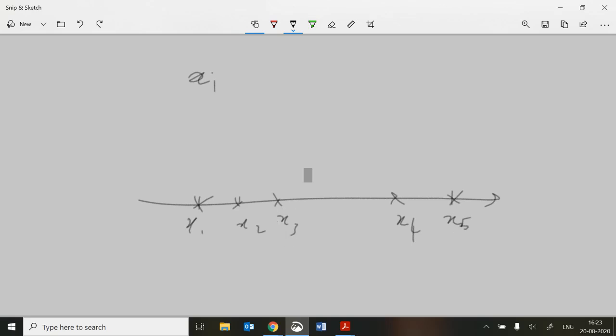Now, x3 is closer to some central measure than x1 is. But what central measure do we use? Well, we'll use the mean. That seems to be a fair thing to do. So we're going to use the sample mean here, take away x bar.